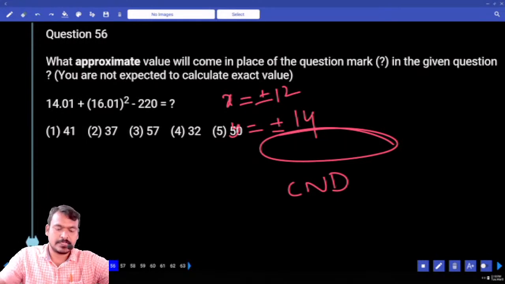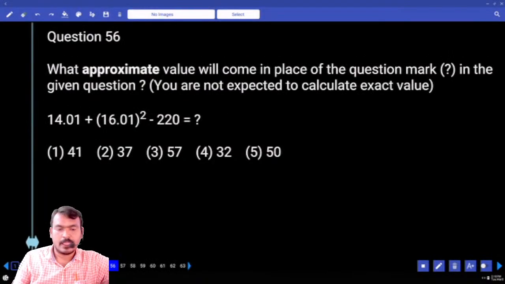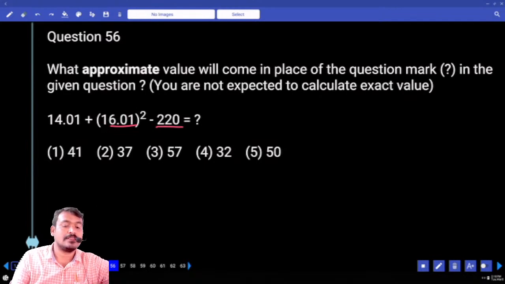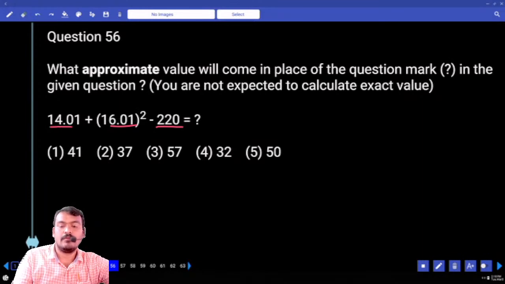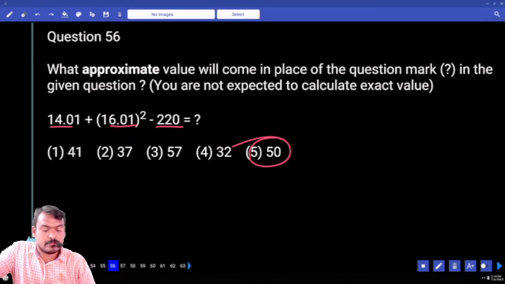Next, 56. Approximations. What is the first one? 14. Second one? 16 square. 16 square means 256. 256 minus 220, 36. 36 plus 14, 50. Then the answer is 50. Fifth option.